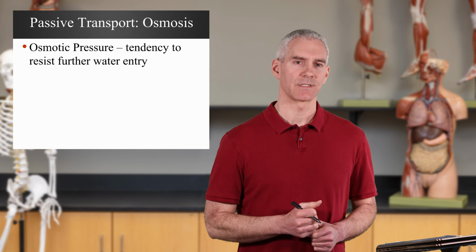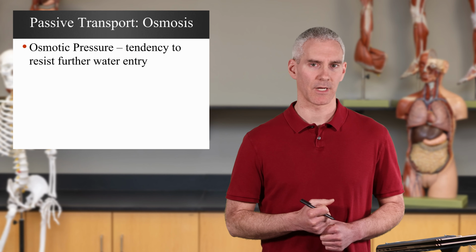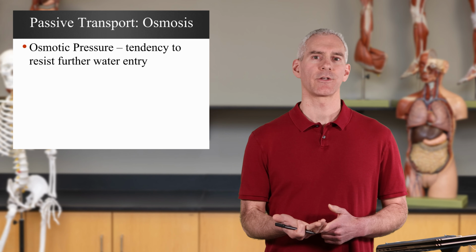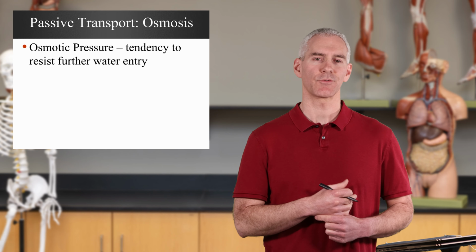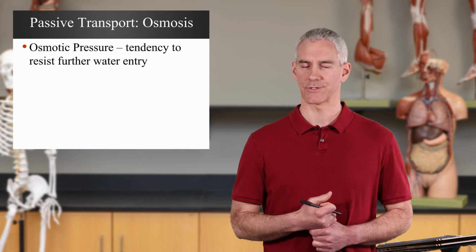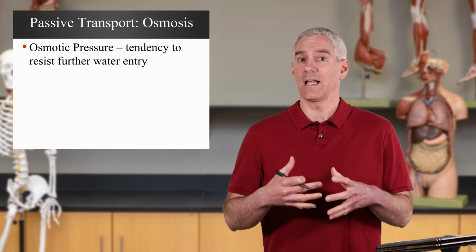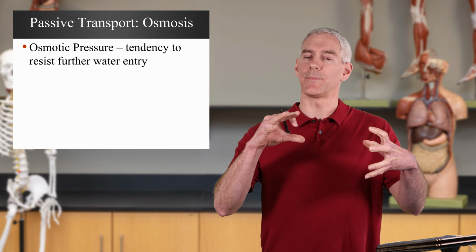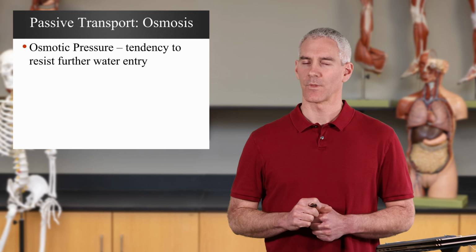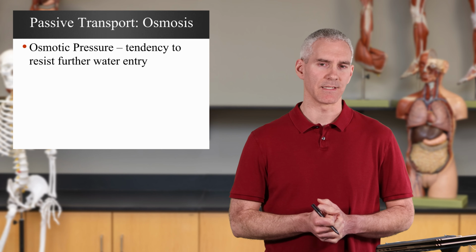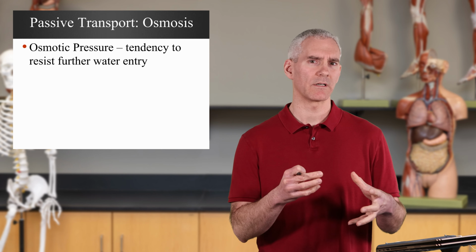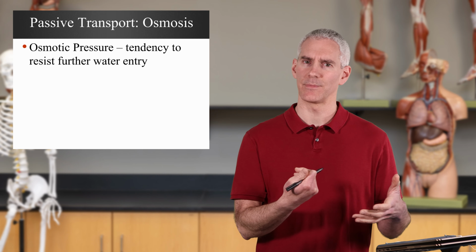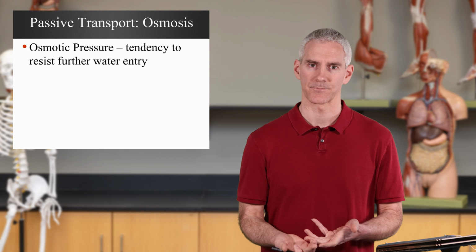Now, in osmosis, we have something called osmotic pressure. Osmotic pressure, by definition, is the tendency to resist further water entry. Well, our cells have that phospholipid membrane. They can only swell up so far with water. So as the water fills into a space, eventually it gets to the point where it really can't come in anymore because there's a lot of water there already.